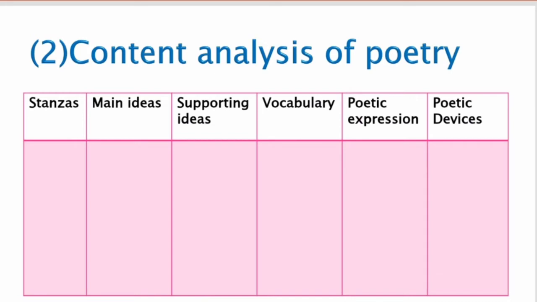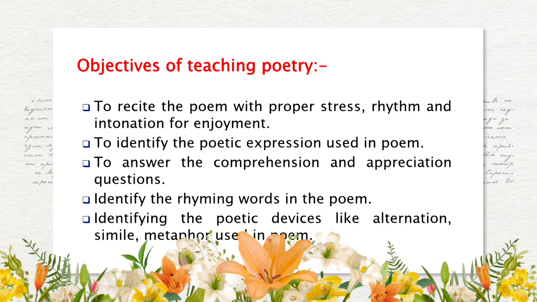Then we see the poetry side, how the content analysis of poetry is expressed. These are the five main components of poetry. First is the main ideas, then supporting ideas, then vocabulary, then poetic expression, then poetic devices. These are the five most important components of analyzing the poetry side. Then we have to write down the stanza of the poem, and in that poem we have to focus on the main idea. What is the main idea of the poem? Then the supporting ideas. What are the different ideas in the poem? Then what different vocabulary words are found in the poem? Then what poetic expression is expressed or elaborated in the poem? Then poetic devices.